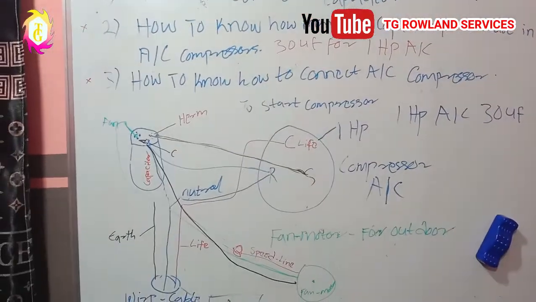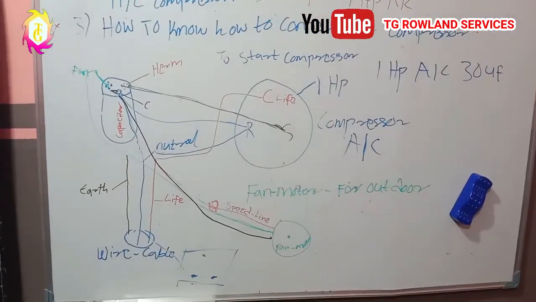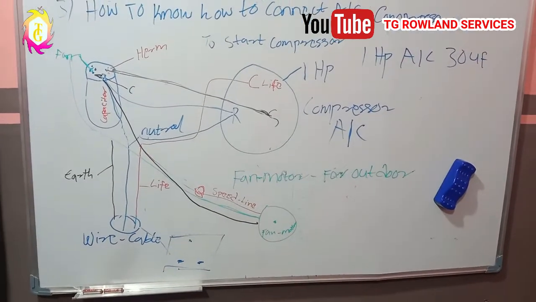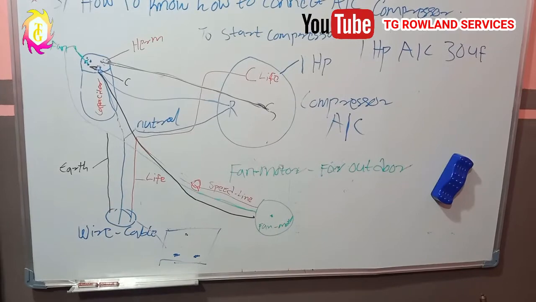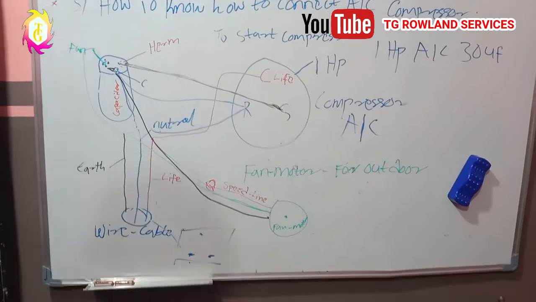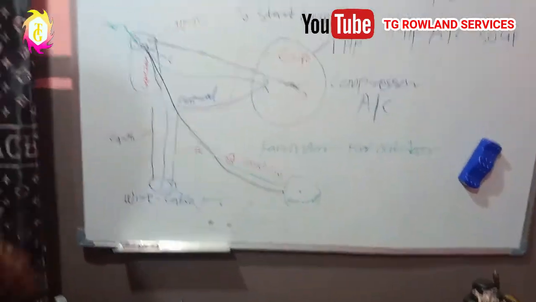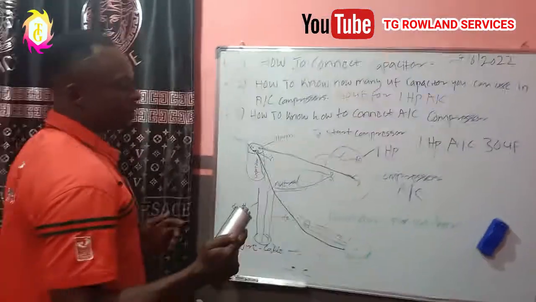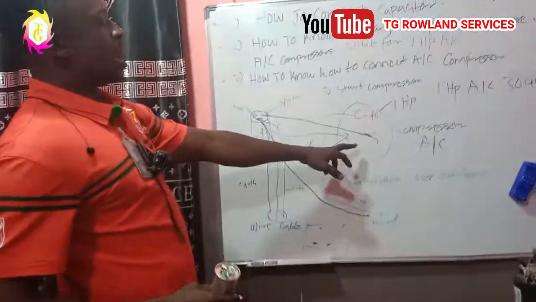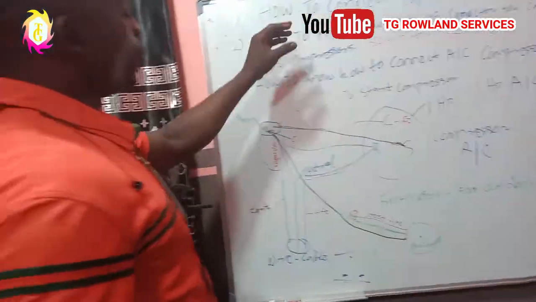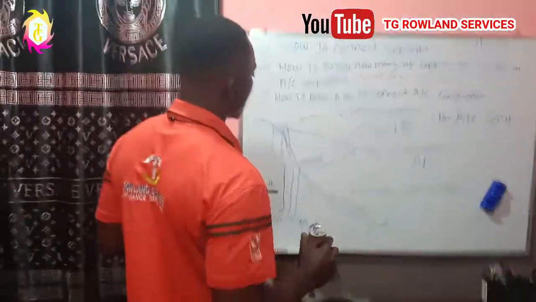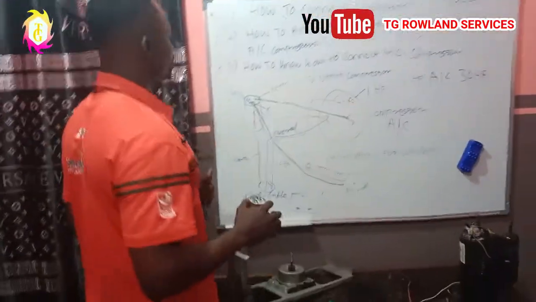Now, the next thing we are going to do is discuss how to connect this on the theoretical aspect of it before we come back to the practical. All right. I said for the first time, capacitor connection, compressor connection and fan motor connection, we are doing it all together. All right, this is how it goes.